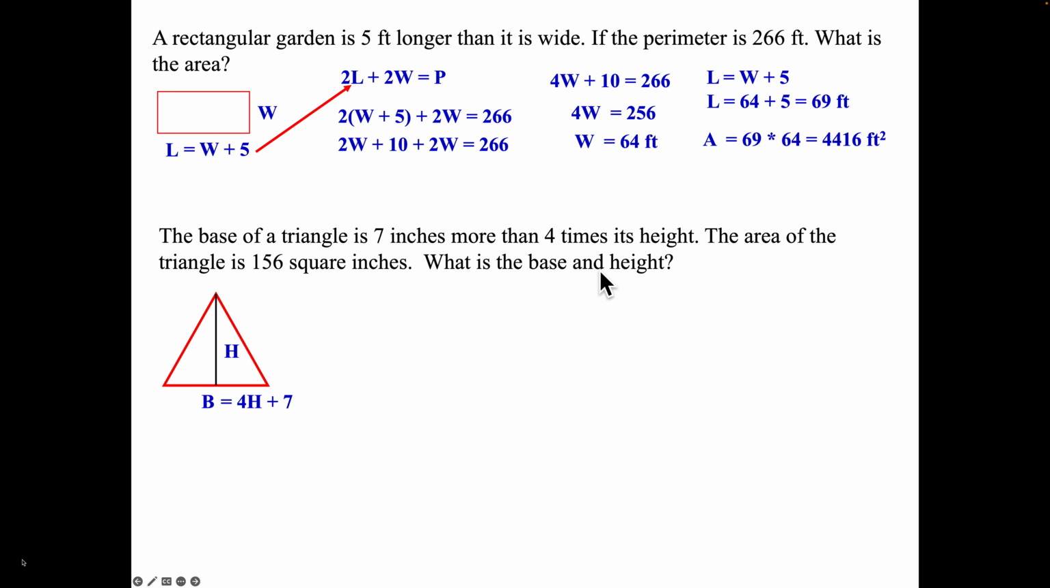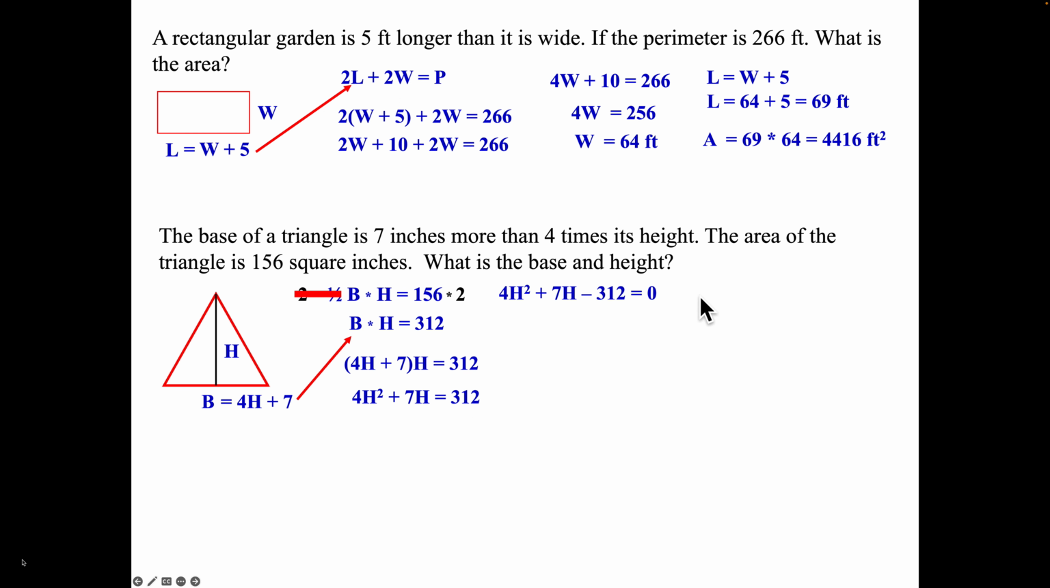The area of the triangle, okay, we need our area formula. 1 half times the base times the height is 156. And what I encourage you to do here is we don't want to work with fractions. So I want to get rid of 1 half by multiplying by its reciprocal, 2, to both sides. The 2 times a half becomes 1, that's canceled, and now we have B times H equals 312. And like we did earlier, base 4H plus 7, we're going to plug that in there with parentheses around it. Distribute your H to get 4H squared plus 7H. We'll subtract over the 312, so it's set equal to 0.